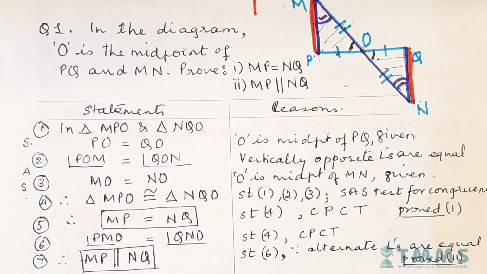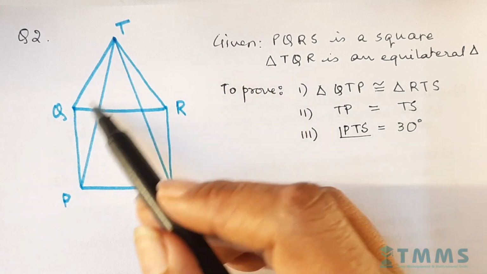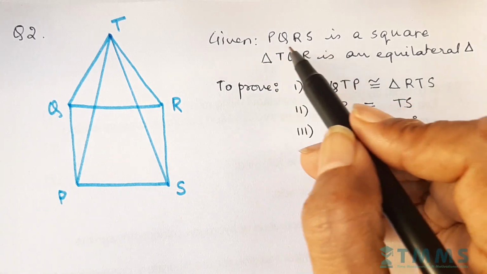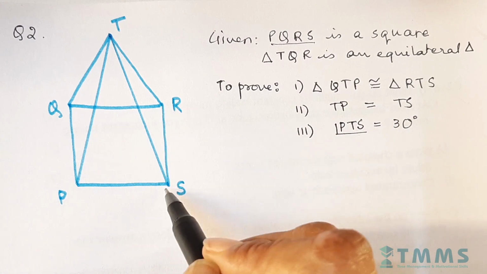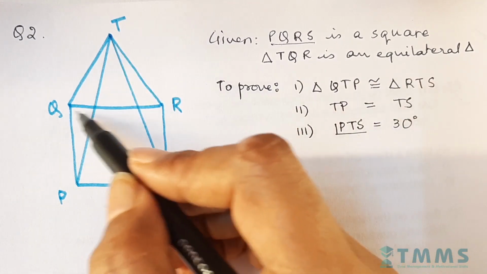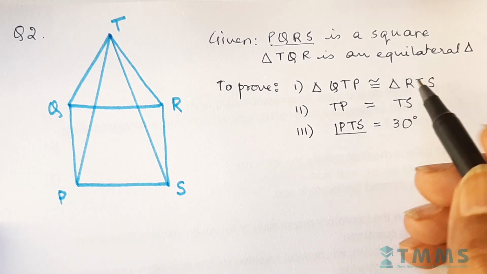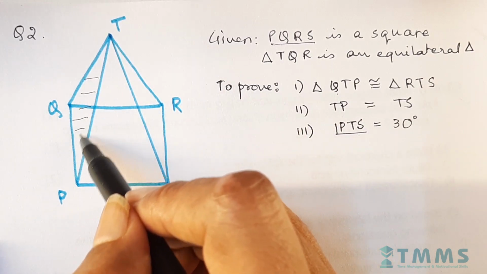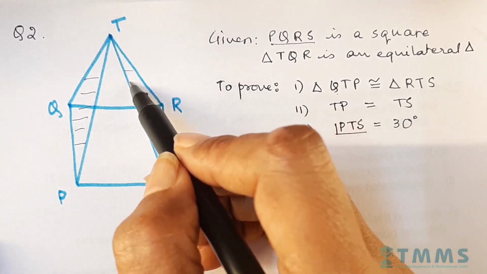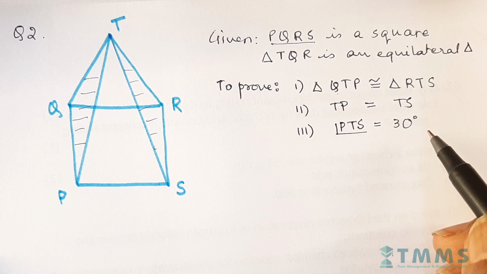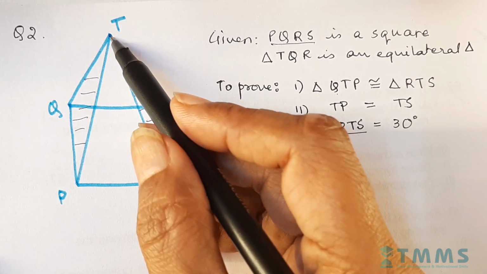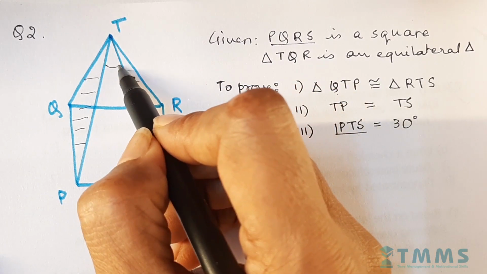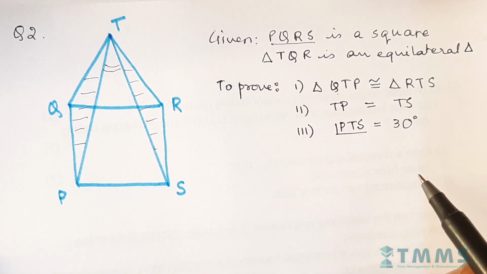Now let us look at another question. We have been given this diagram. PQRS, it's a square. Let us see what is given. PQRS is a square. And triangle TQR is an equilateral triangle. And we have to prove that triangle QTP and triangle RTS are congruent. And the second part is TP and TS are equal. And angle PTS, that is this angle over here, is 30 degrees, we have to prove.